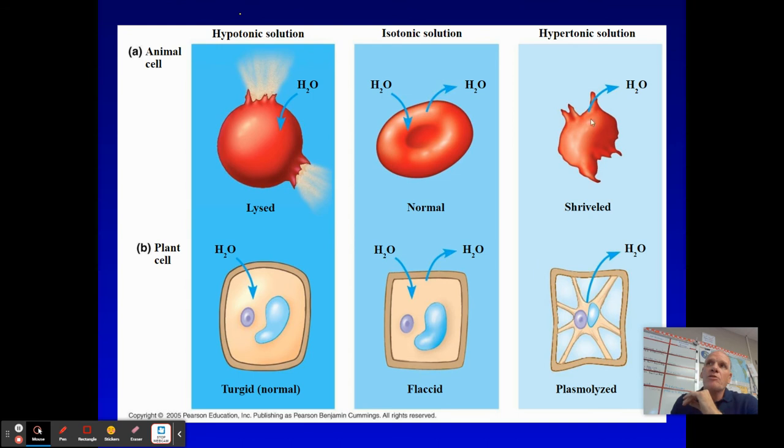In a hypertonic solution, both plant and animal cells will lose water content, and the animal cell will shrivel up and most likely die, and the plant cell will do the same. We did this in the lab with the microscopes the other day when we put in the salt concentration. We saw the cell membrane peel away from the cell wall of the algae there.